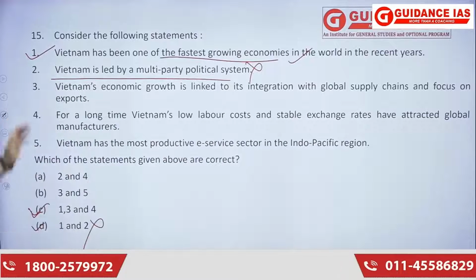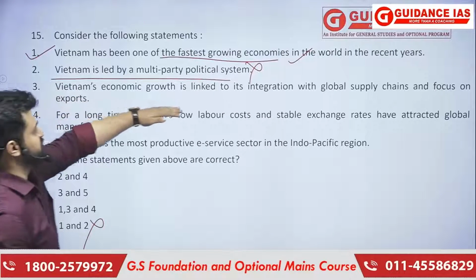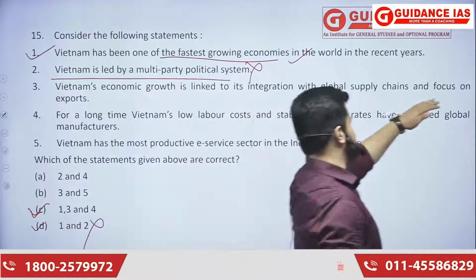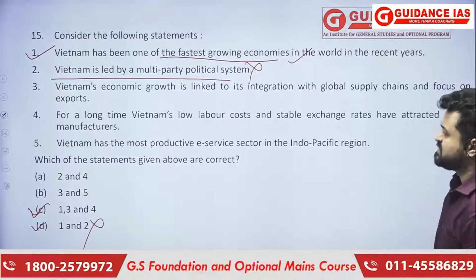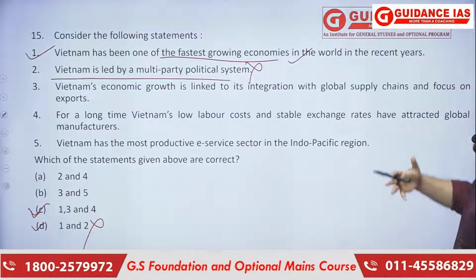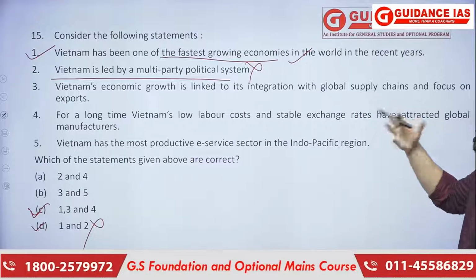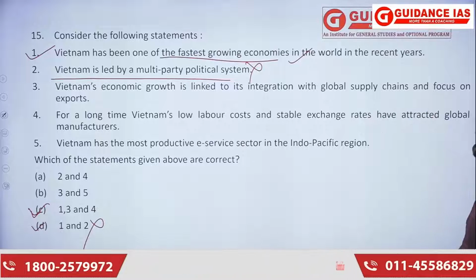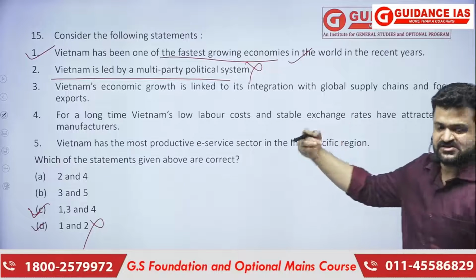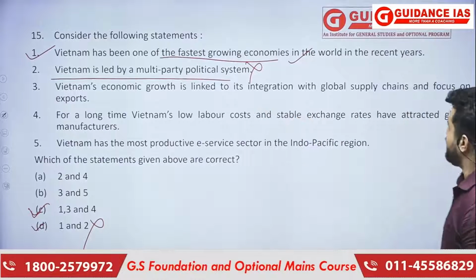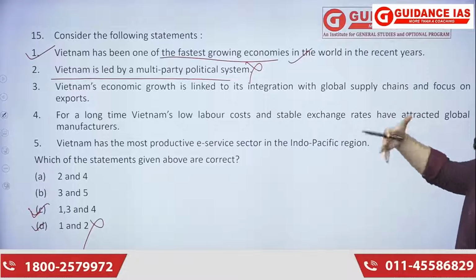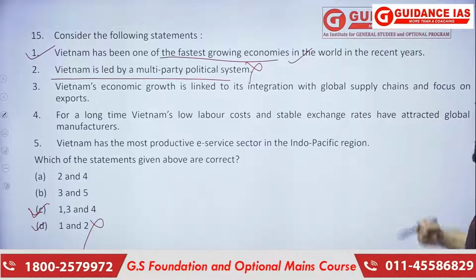But you can go on reading the question. Vietnam's economic growth is linked to its integration with global supply chains and focus on exports. That is a very simple statement. Any economy which is growing will have its linkage with the global supply chains. There will be differences only in terms of degree, to what extent there has been the link or integration.